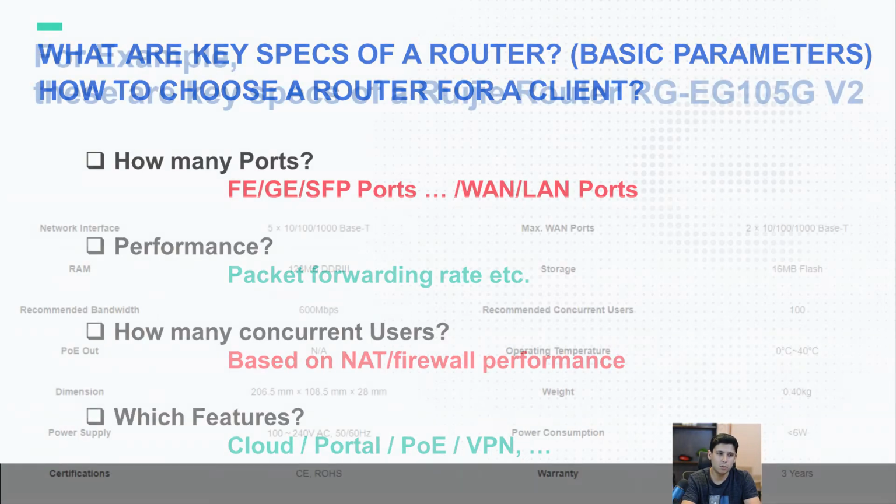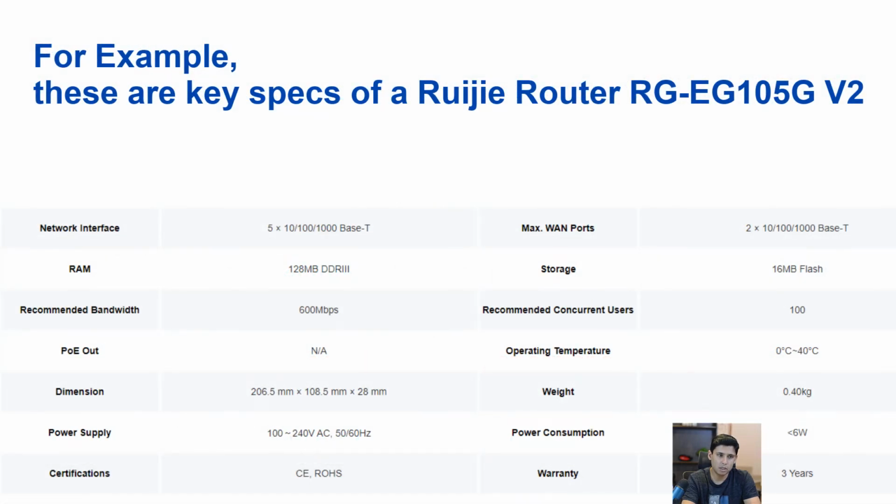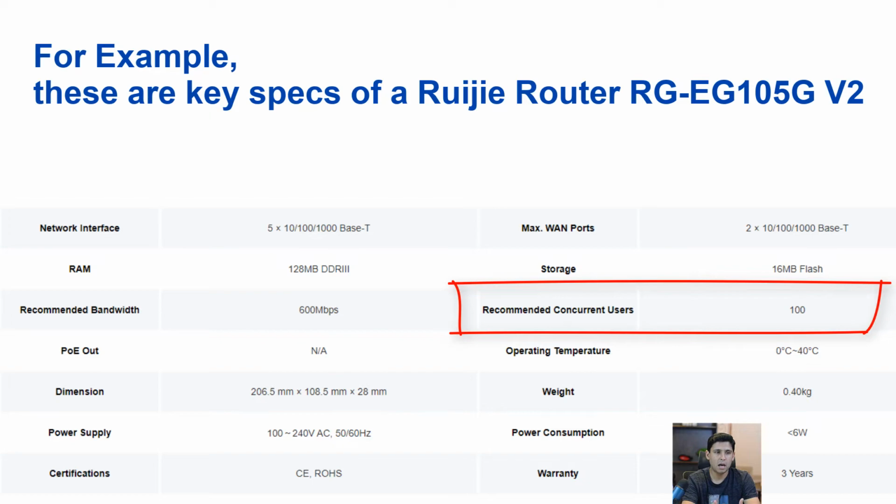Then we can also suggest the router based on the number of concurrent users. What is the requirement of a client? Are they buying a router only for maybe 5 devices, maybe 5 mobile phones, maybe 5 laptops, only 2 desktops, or do they have a college or university or a hotel where they have more than 100 users? So depending on their requirement.